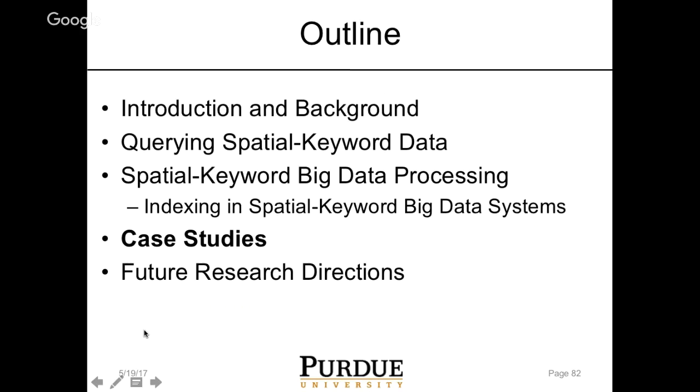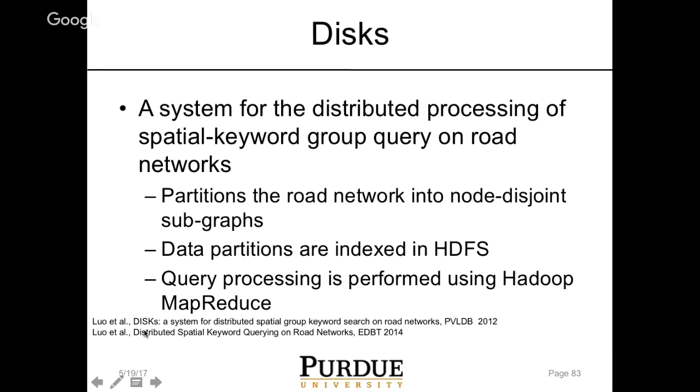Next, I'm going to describe more related work in the area of spatial keyword for big data systems. There is a system called DISKS, which is a system for the distributed processing of the group query over road networks. This system partitions the road networks into node-disjoint subgraphs. These data partitions are then indexed on top of HDFS, and the query processing is performed using MapReduce.